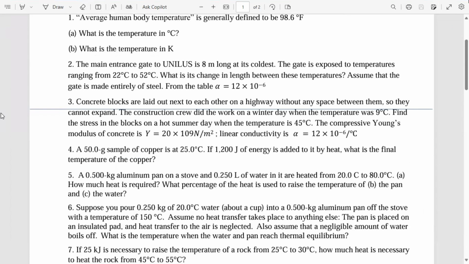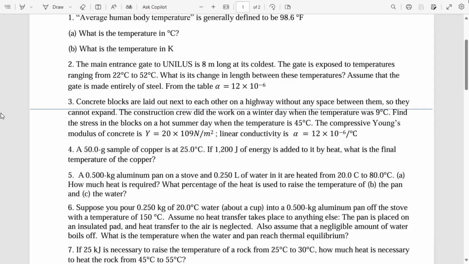Okay, we're now going to question 5, and question 5 is saying a 0.500 kg aluminium pan on a stove and 0.250 liters of water in it are heated from 20 degrees Celsius to 80 degrees Celsius. Question A, how much heat is required? Question B is saying what percentage of the heat is used to raise the temperature of B, the pan, and C, the water? So this is a very interesting question.